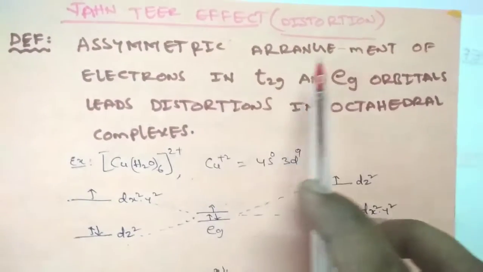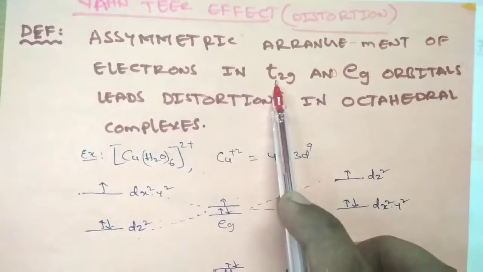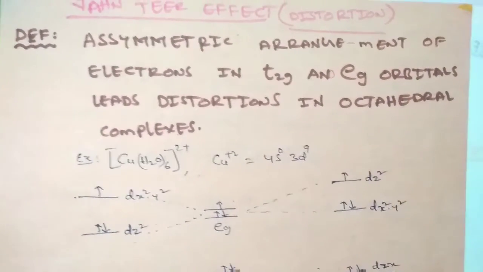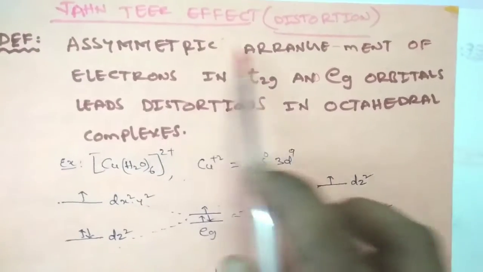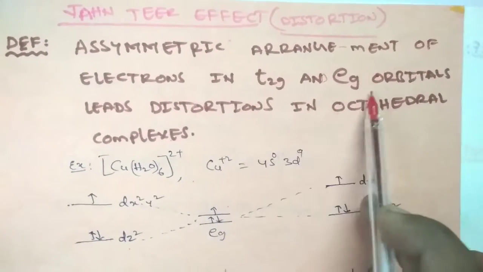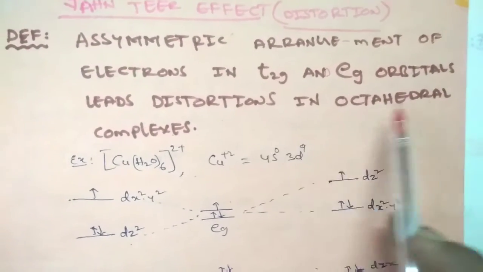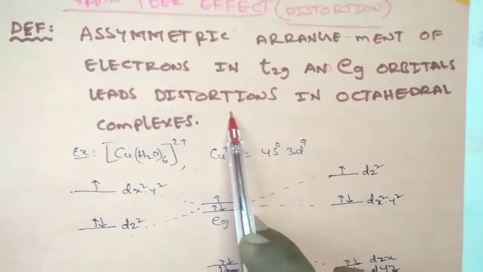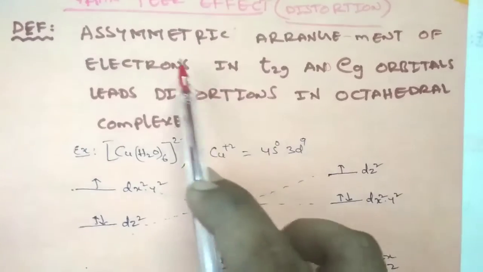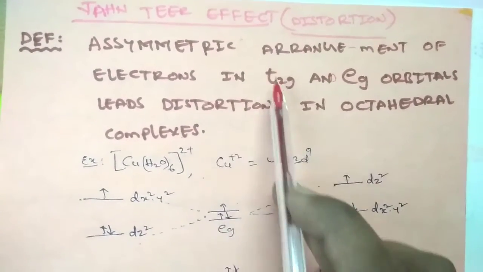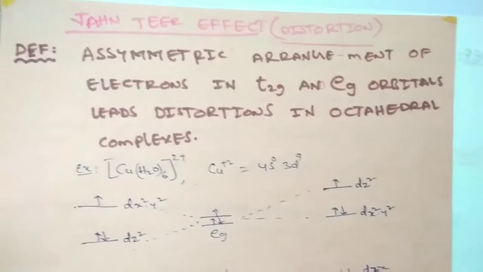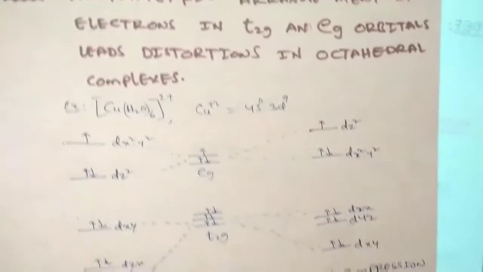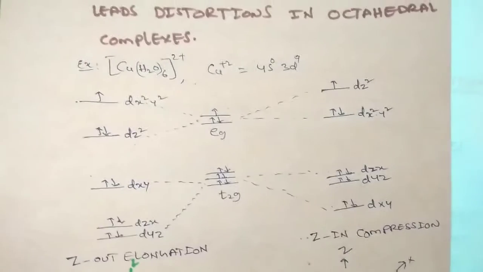Here I have given: asymmetric arrangement of electrons in t2g and eg orbitals leads to distortions in octahedral complexes. Let us repeat. Asymmetric arrangement of electrons in t2g and eg orbitals leads to distortions in octahedral complexes. That means in octahedral complexes, distortions happen when electrons are distributed asymmetrically in t2g and eg orbitals. Got it? Yes. So let us first see what an asymmetric arrangement of electrons is.